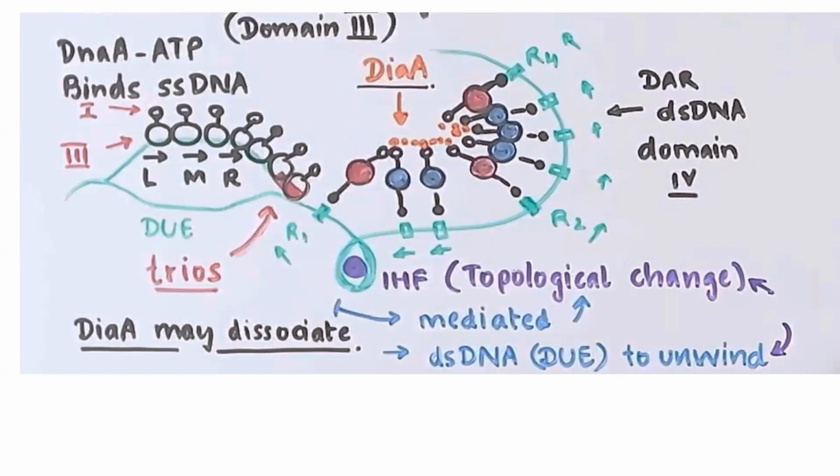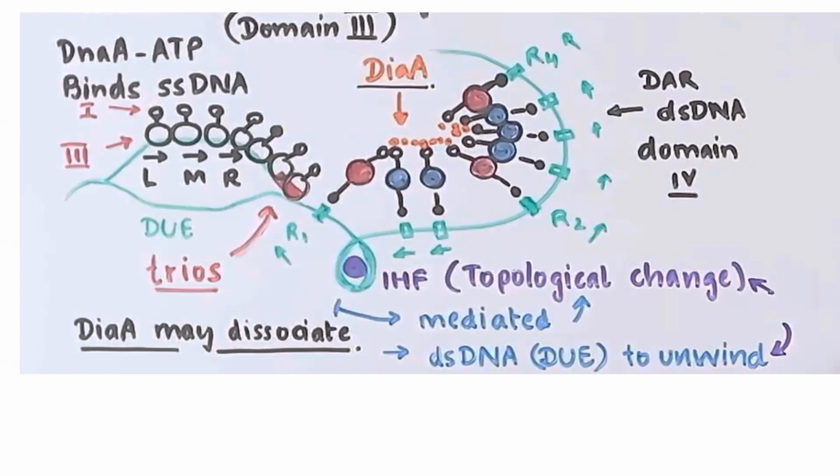Then the second region is the trios that overlaps a little bit with the DUE. The trios and the LMN repeats become exposed as single strands of DNA after unwinding, and these become the target of binding of DnaA molecules. By the domain, in contrast, that region is bound by DnaA domain 4.